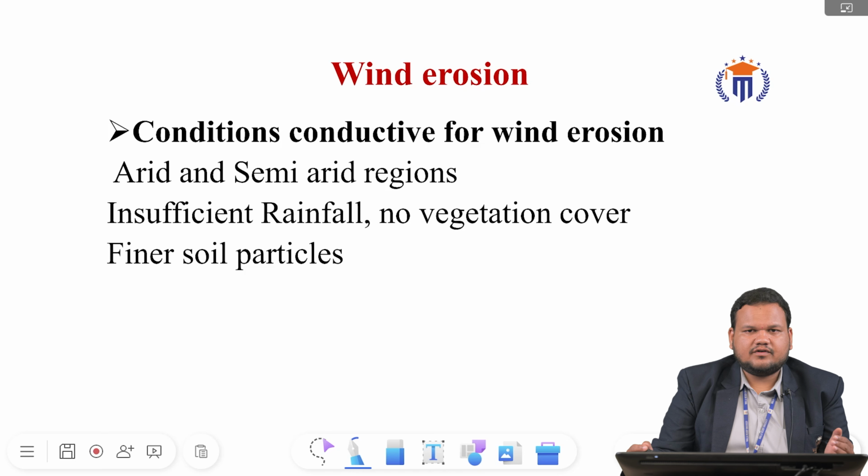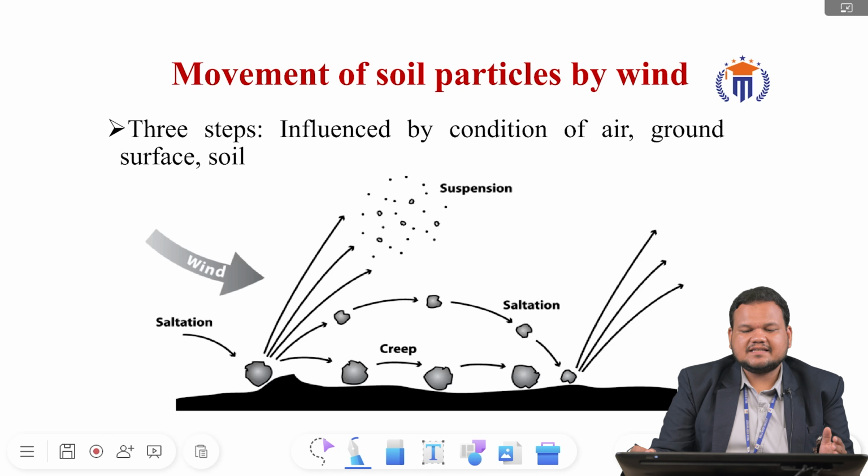So where wind erosion occurs, a very dry climate is required. That is arid and semi-arid regions, where you have a very insufficient amount of rainfall along with less vegetation cover. And one more thing is finer size particles. It may be clay particles, or maybe fine size coarse particles. So there are three steps which happen in wind erosion.